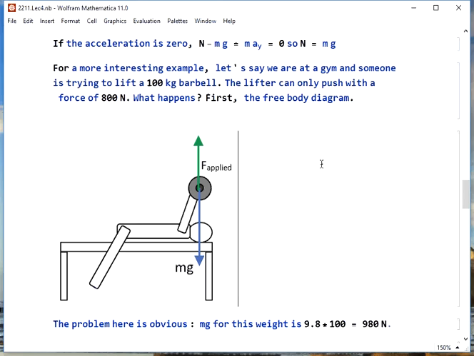If we want to try a slightly more interesting problem, let's say we go to a gym and there's somebody trying to lift a 100 kilogram barbell, and this person can only push with a force of 800 newtons. What happens? So first we draw the free body diagram, and all we care about are the forces on the barbell. We've got mg downward and the applied force, which is 800 newtons upward.